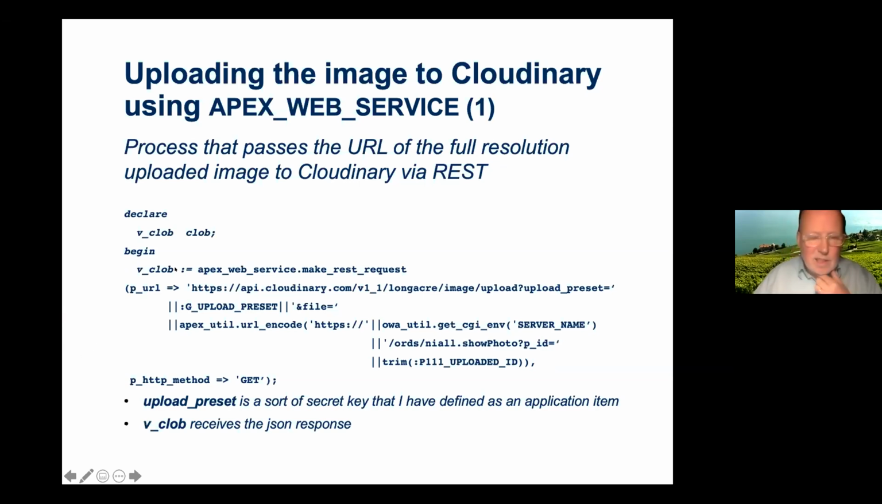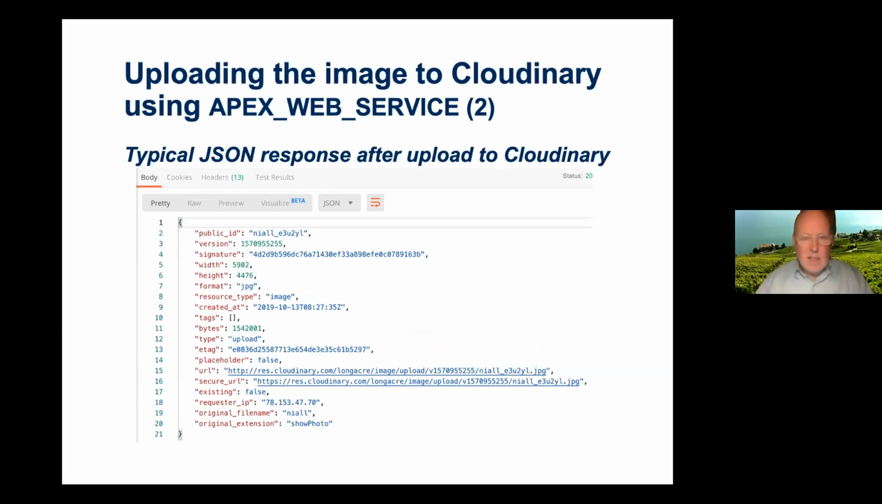So this CLOB receives the JSON response after the upload. And this is what the JSON response looks like. So you get a public ID, we get a signature, it tells us the width. This is great, we're already getting some data. It tells us the width, it tells us the height, it tells us the size, the number of bytes in the picture, and it gives us two URLs, a secure and a non-secure URL for retrieving that data from Cloudinary.